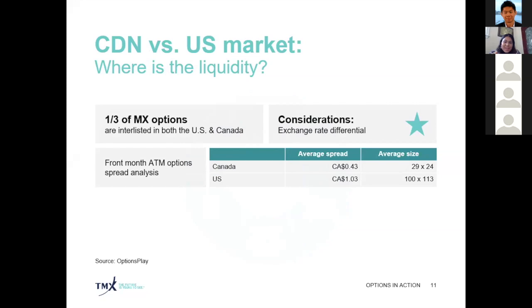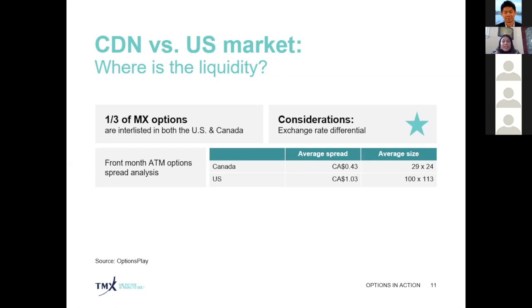So first, the Canadian versus US market. As I said, a third of the MX options are interlisted and traded on both US and Canadian markets. Now, I know there's a lot of investors that may rush out to trade on the US market thinking that it may have higher liquidity or better liquidity. But in fact, Options Play did an analysis on the front month at-the-money options and found on average that on the Canadian names, the average spread is 43 cents in CAD. And for US, it was $1.03.